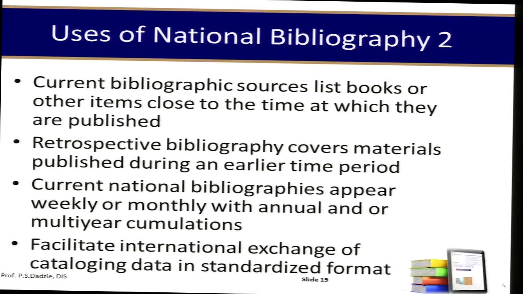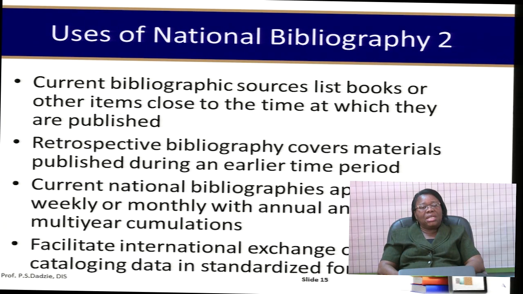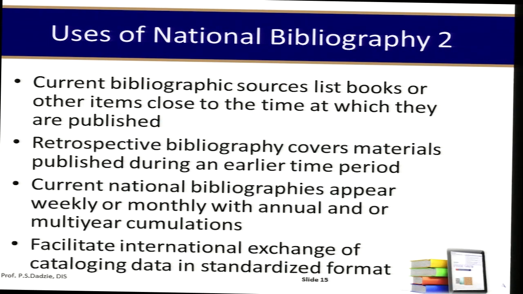Another use of a national bibliography is to obtain current bibliographic sources of books or materials which have been published. Similarly, you also need retrospective materials. So the National Bibliography would provide you with current as well as retrospective materials. They have different frequency times. Some appear weekly, some appear monthly or annually, or as multi-year cumulations.